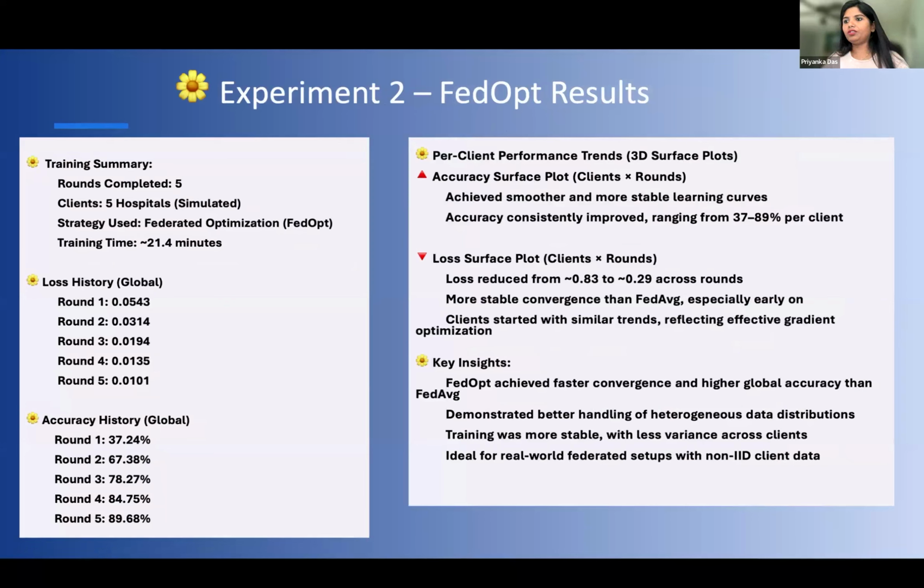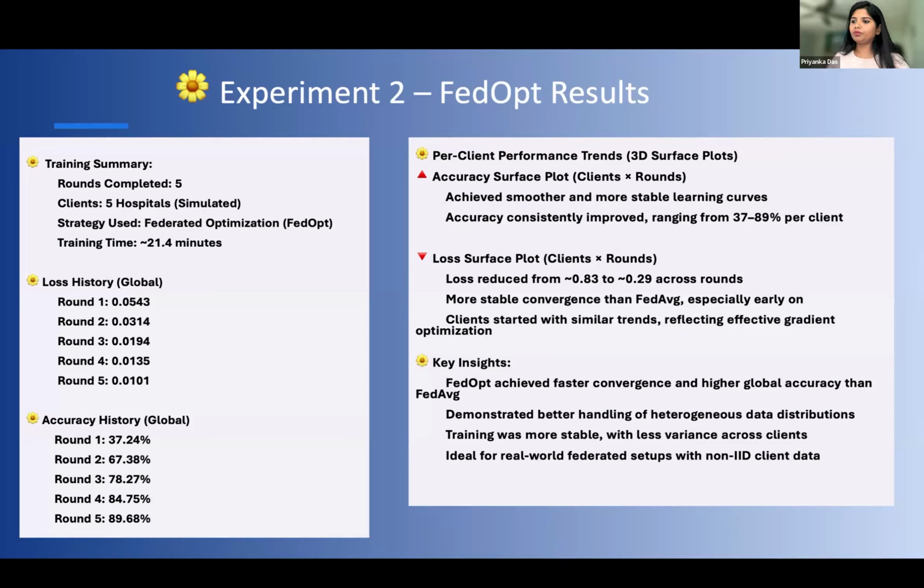Now coming to the second experiment, which I was using the FedOpt strategy. And here also the training ran for 5 communication rounds and it took about 21.4 minutes. Starting with the global loss, we observed a faster and smoother convergence, dropping from 0.0543 in round 1 to just 0.0101 by round 5. This is notably more efficient than what we saw with FedAvg.